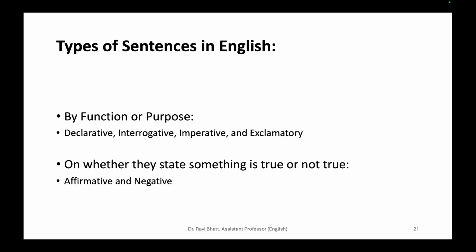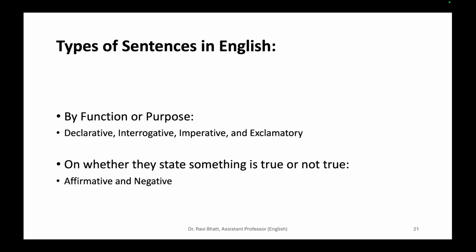Now, when it comes to the other category, on whether they state something that is true or not, affirmative sentences assert something is true, while negative statements assert something is not true. Affirmative sentences express agreement or affirmation, while negative sentences express denial or contradiction. Always remember that an affirmative sentence makes a positive statement, agreeing with or asserting the truth of something. It will never contain negative words like not, no, or never. For example, if I say the sky is blue, that's an affirmative statement.